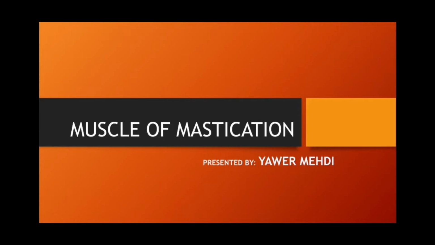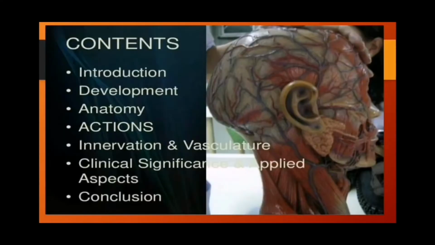Hello friends, today we will discuss the muscles of mastication. What are the muscles of mastication? Muscles which help in mastication are known as muscles of mastication. In this lecture we will discuss the introduction, development, anatomy, action, innervation, vasculature and conclusion about the muscles of mastication.